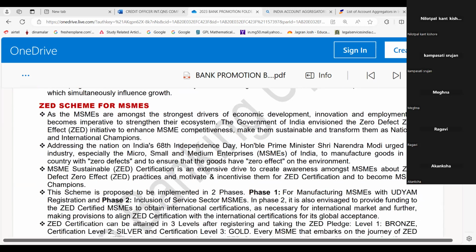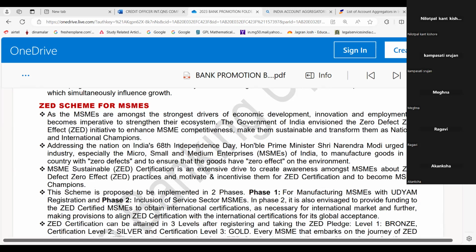What is this Zed scheme for MSMEs? Ram Manogar, are you there? Yes, sir. What is this? Have you heard about this earlier? Zed scheme for MSMEs. Zero defect, zero effect. Why don't you read this?